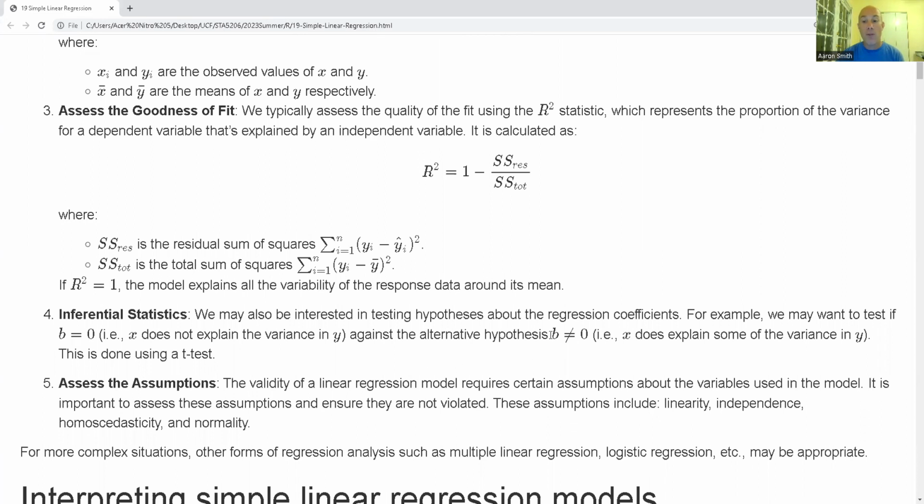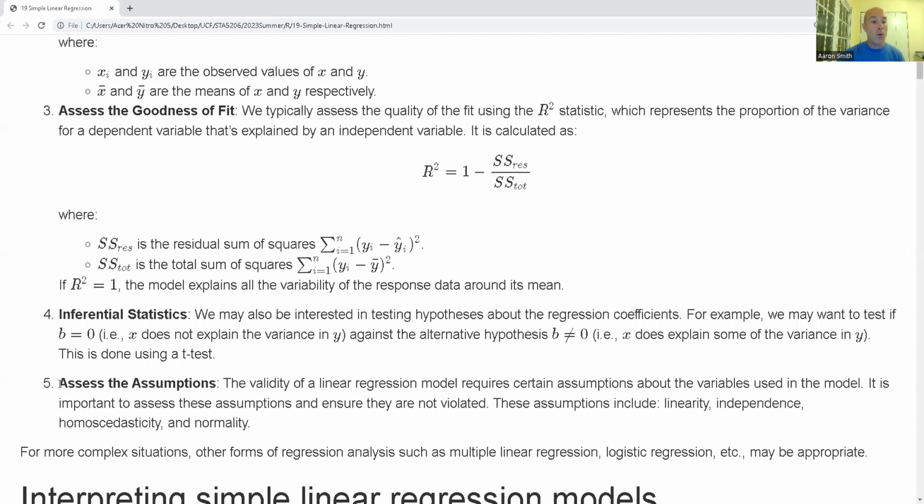Now, the alternative hypothesis is that b does not equal 0. And this means that if b is not equal to 0, then x explains some portion of the variability in y. That is, x has informative value for our target variable. And typically, we use a t-test for this.